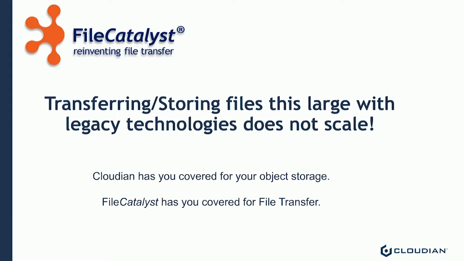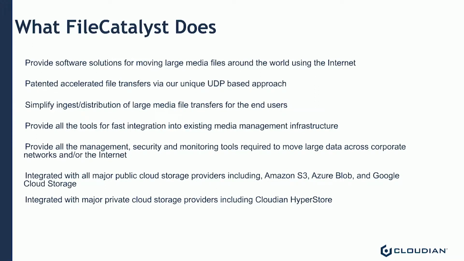So what does FileCatalyst do? FileCatalyst provides a software solution built upon a patented UDP algorithm that can enable you to transfer files up to 10 gigabits per second and beyond. The solution is easy to deploy and manage, and it has all the tools you need to integrate into existing workflows. FileCatalyst has support for all the major cloud storage providers, as well as works with major private storage providers like Cloudian HyperStore.